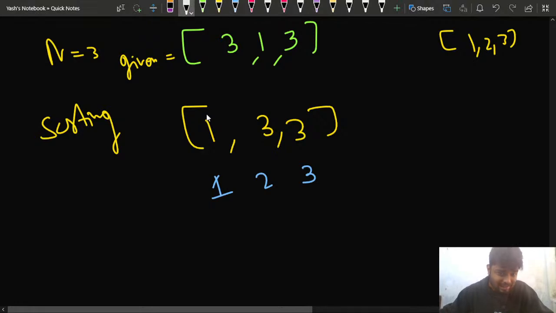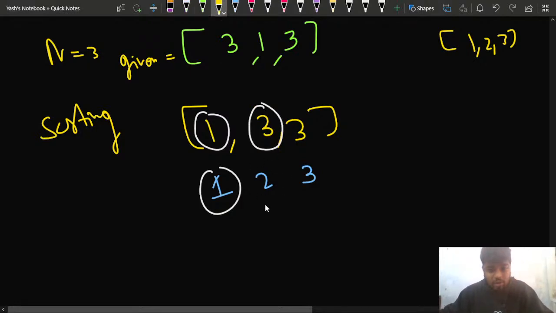How? I can see that at index 1, the element 1 is occurring, and that's perfectly fine. But at this particular index, I can easily observe that the element 2, which should occur, is not occurring. At index 2, element 2 should occur. So 2 is the missing number. I'll mark my 2 as missing, and I can easily get the repeating number.